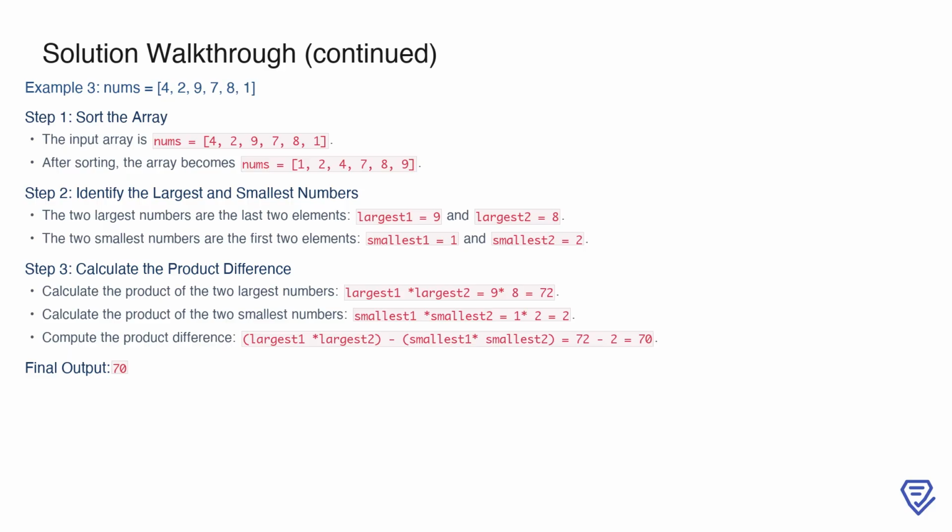Now, we calculate the product of the two largest numbers, which is 9 * 8 equals 72, and the product of the two smallest numbers, which is 1 * 2 equals 2. Subtracting these two products gives us the product difference, 72 - 2 equals 70. So, the output for this example is 70.